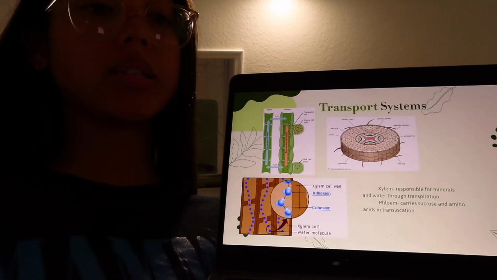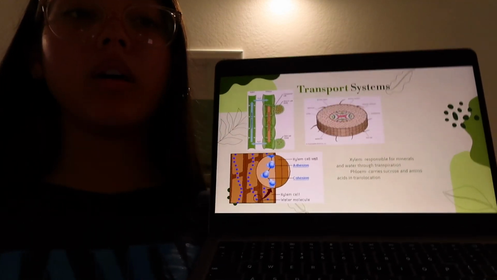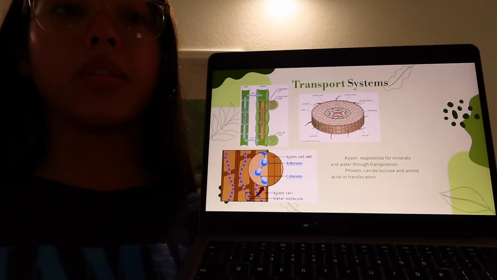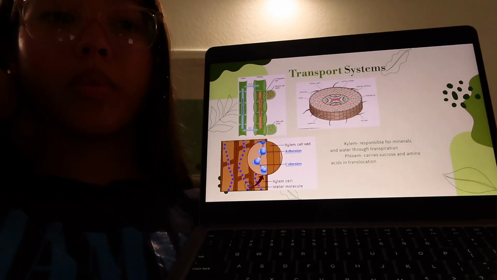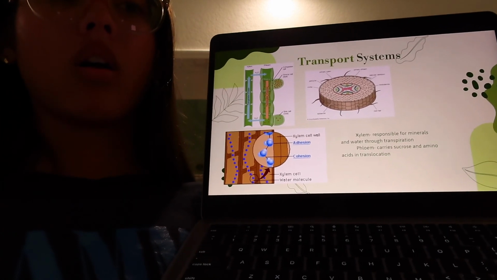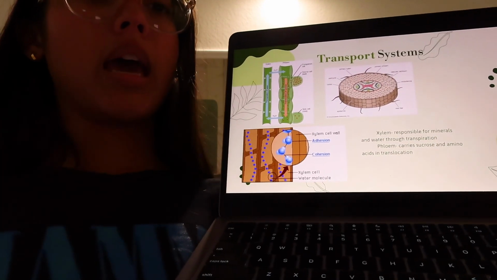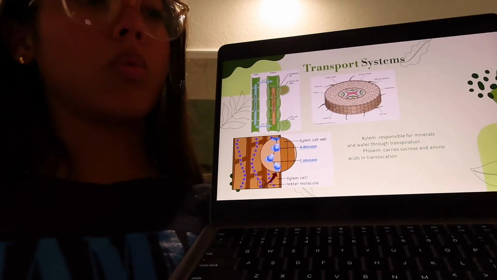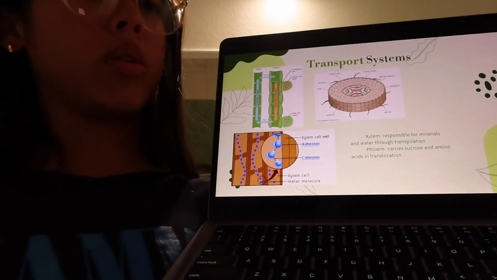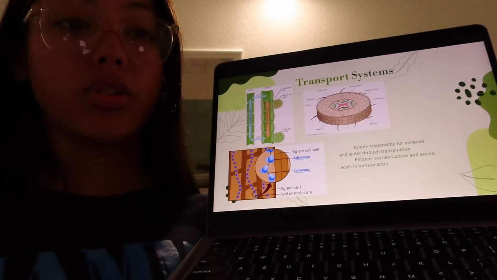Then the transport systems. As the seed develops, the internal transport systems become vital. Two key vascular systems are the xylem and the phloem, and these ensure the movement of water, nutrients, and organic molecules. The xylem vessels are responsible for transporting water and minerals from the roots to the leaves, and this is driven by transpiration, which is the evaporation of water from the stomata, which creates a pressure that pulls the water up, and this is helped by adhesion and cohesion.